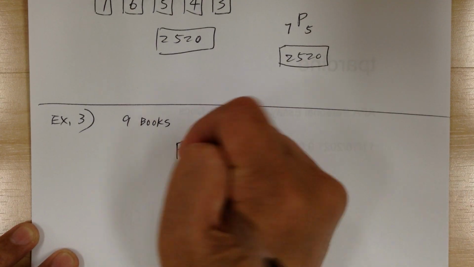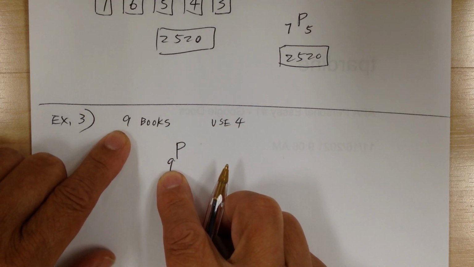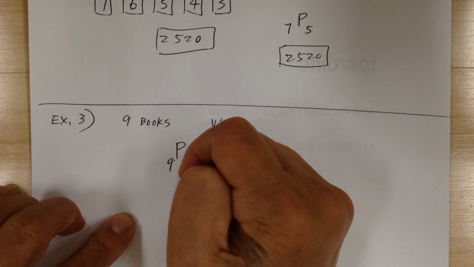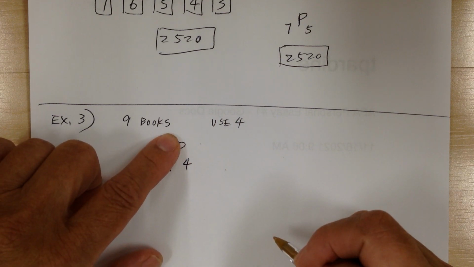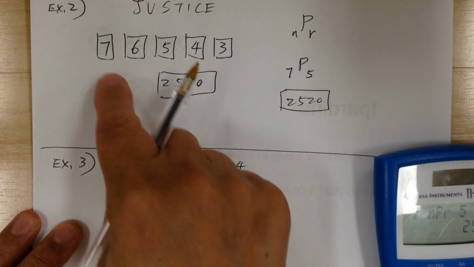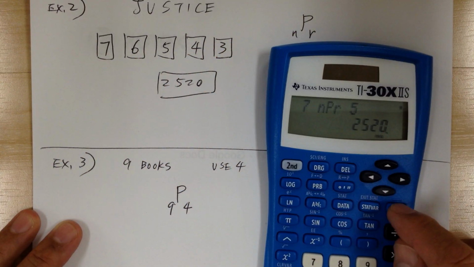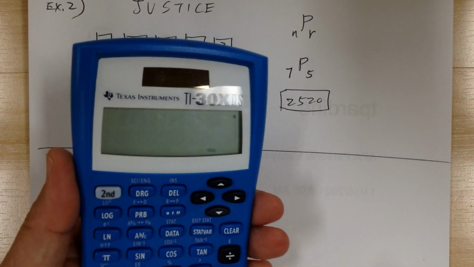Okay, so again, there are a total of 9, right? So that's the n. There are a total of 9, and you're going to use only 4 to arrange. So 9 permutation 4, 9P4. So that way you don't have to draw the boxes and figure out 9, 8, 7, 6, 5, 4, and so forth, right?